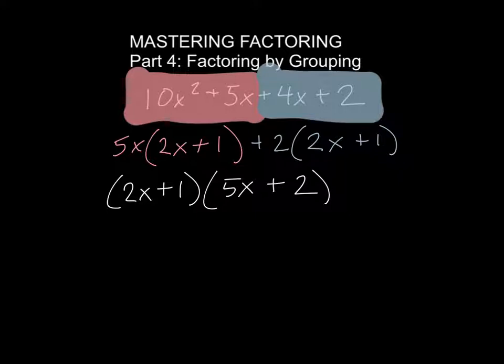What we have here is 2x plus 1 times 5x plus 2. These are two factors, and when multiplied together, they create our original polynomial, which is pretty neat. We can check our work by looking at each of these factors individually and making sure that there are no other common factors in them. In this case, there aren't. So it looks like we are done with our work of factoring this polynomial by grouping.